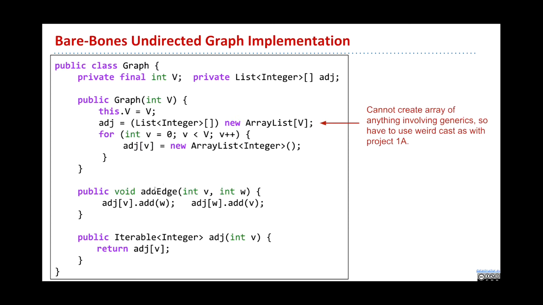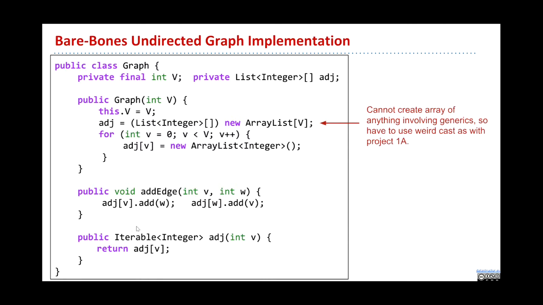Adding an edge is pretty simple. This is an undirected graph, so we need to make sure that the edge is in both of the two bins. This is just that redundancy thing, that an edge from 0 to 1 is represented twice. And then the adjacency method that gives us all of our neighbors just returns the list. However, it is cast as an iterable instead of a list. Why did Princeton do this? I don't know. I would have said list here, but they said iterable.